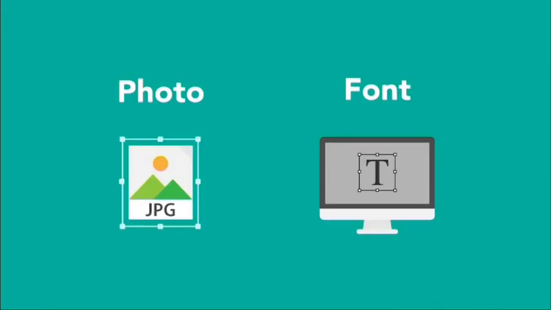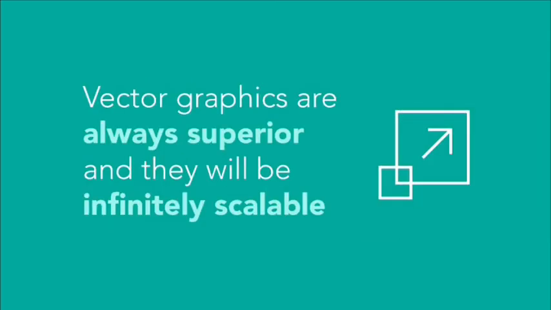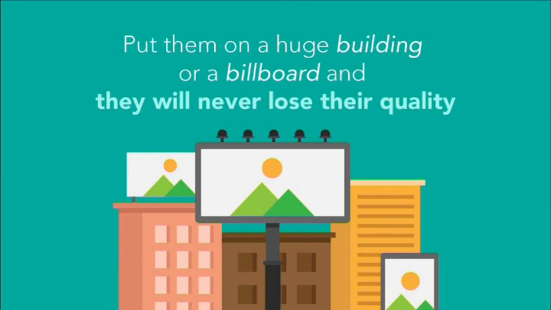As an example, photos are raster, so you're not able to scale them up like crazy without quality loss, whereas fonts or logos on the other hand are vector, so you can make them as big as you want. So the bottom line is that vector graphics are always superior to a raster graphic and they will be infinitely scalable. You can put them on a huge building or a billboard and they will never lose their quality. That's why whenever you get any graphics work done, like a logo design for example, be sure to always get the vector version delivered to you.